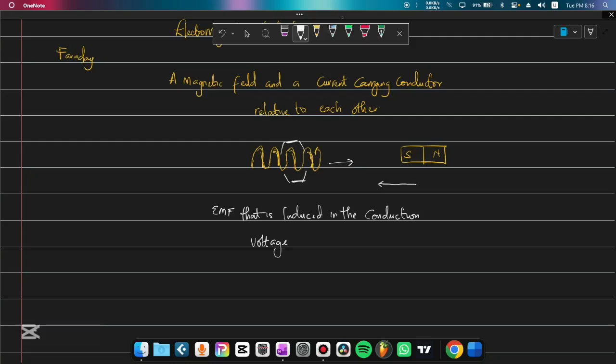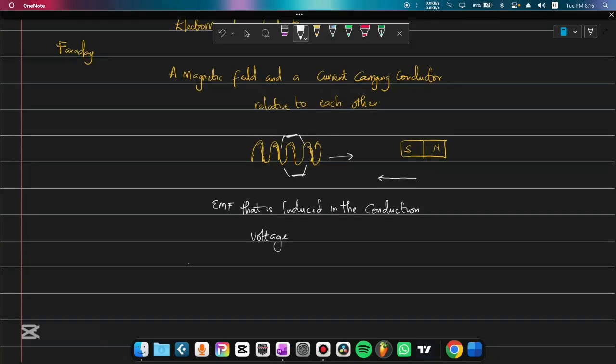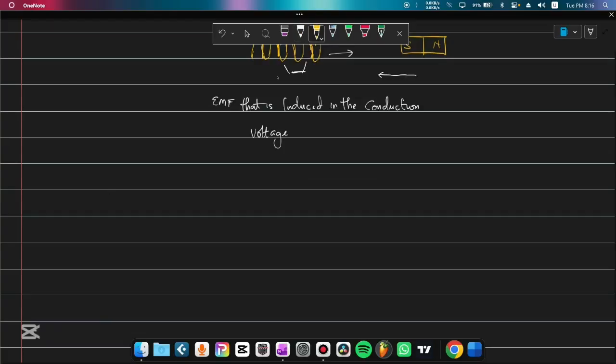And this led us to something called Faraday's law of electromagnetic induction. You have to know this law, not verbatim though, you just have to understand it. Faraday's law of electromagnetic induction. And how do we put this law? What does the law state?